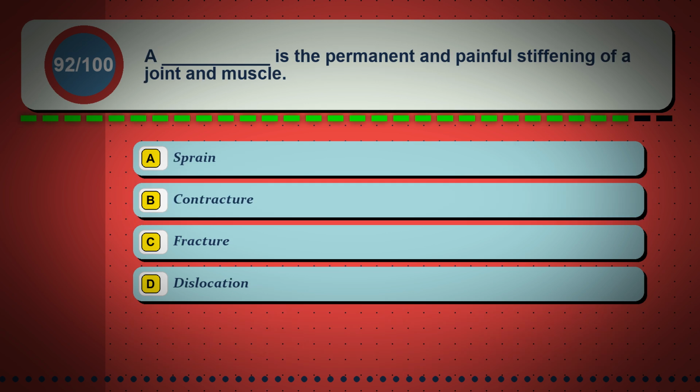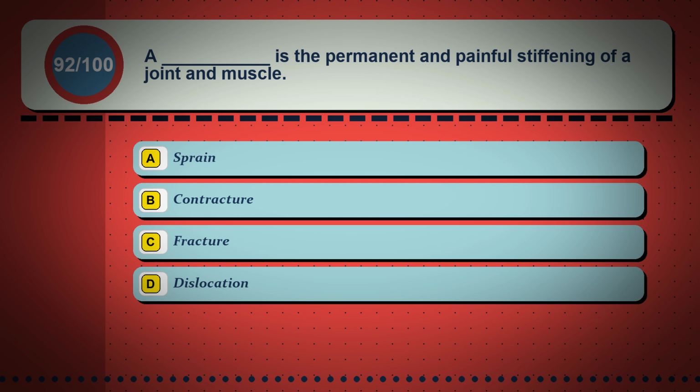Question 92. A blank is the permanent and painful stiffening of a joint and muscle. Option A, a sprain. Option B, a contracture. Option C, fracture. Option D, dislocation.